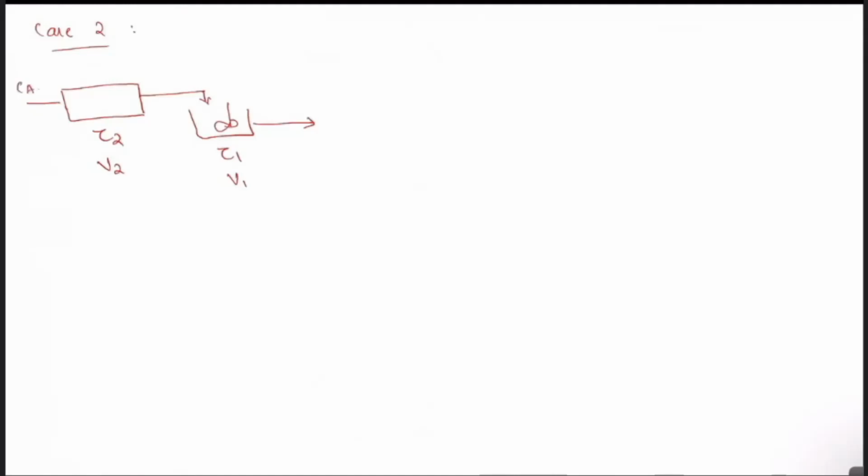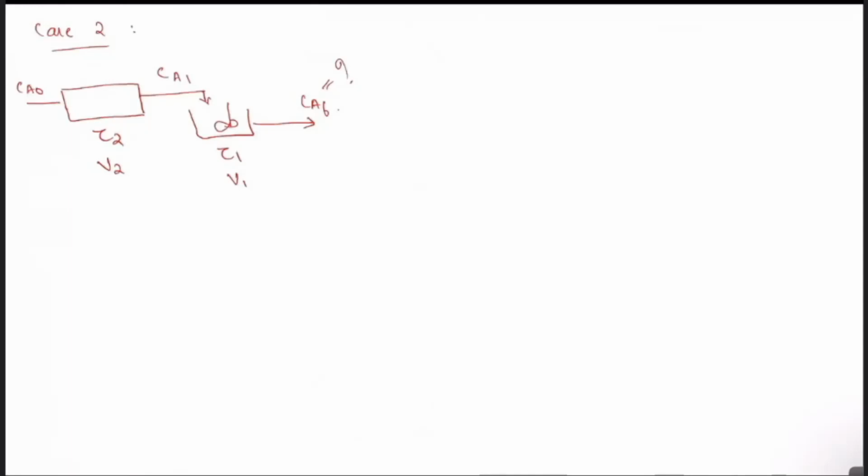Now the entry at PFR will be Ca0, Ca1 will be the final concentration after the exit at PFR, and CAF will be the final concentration after this whole combination of PFR and CSTR. Now what we have to do is find this CAF here, and let us see how we can find that. So writing the design equation for the PFR first, because PFR comes first.